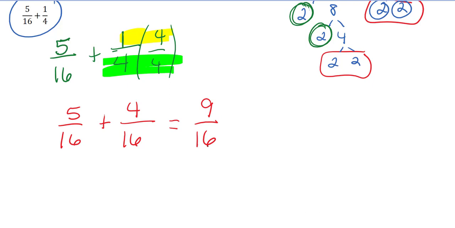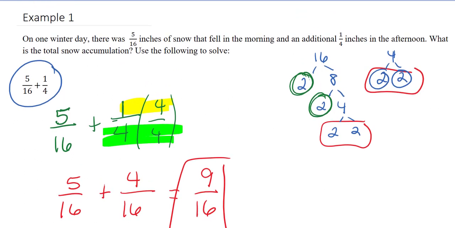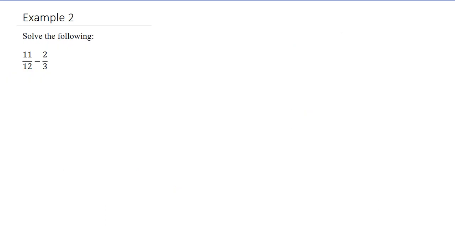And then we can't break this down any further because 9 could be broken down by 3, but 16 can't, so this is our answer. So that's the total snow accumulation. Now let's do another example. So example 2, we're going to solve for the following. We have 11/12 minus 2/3.